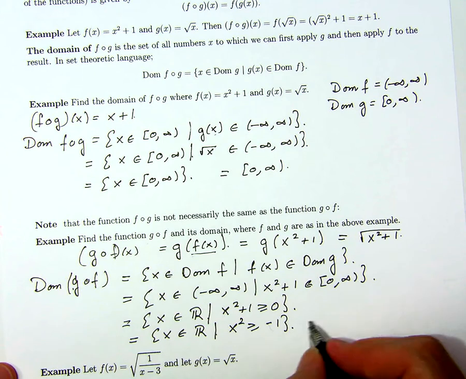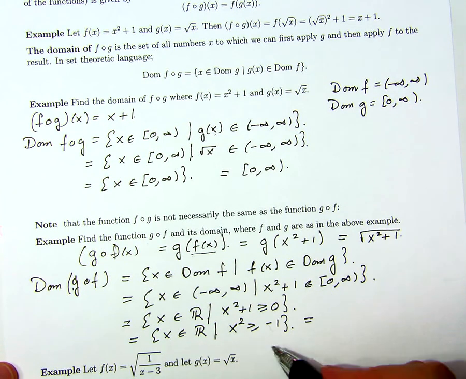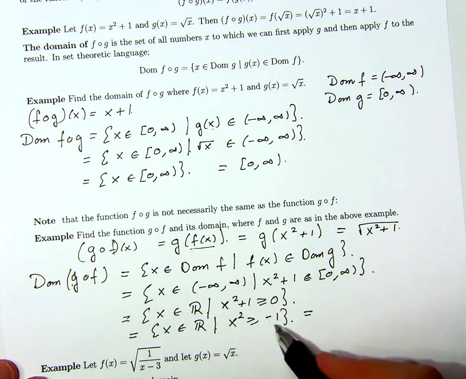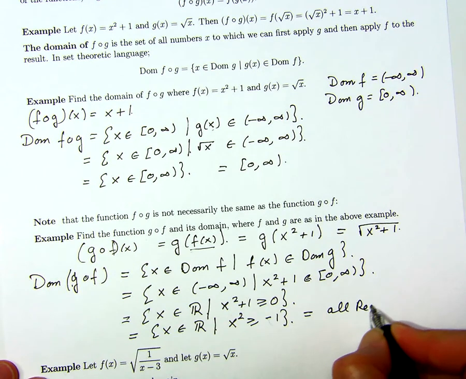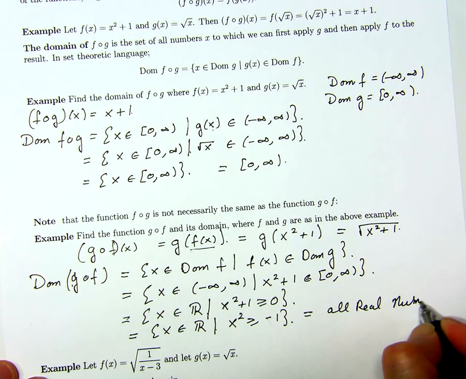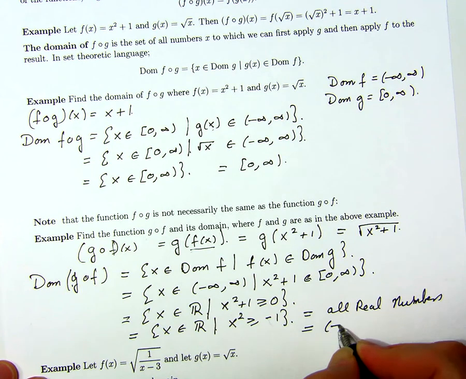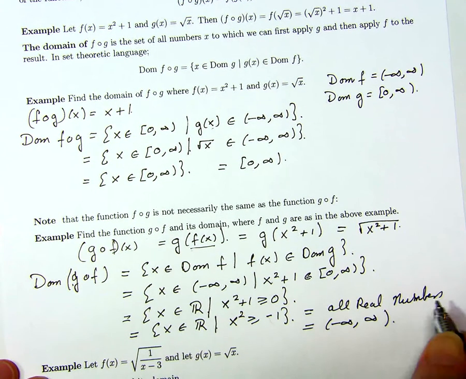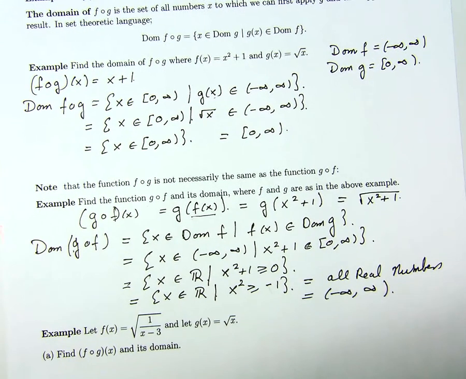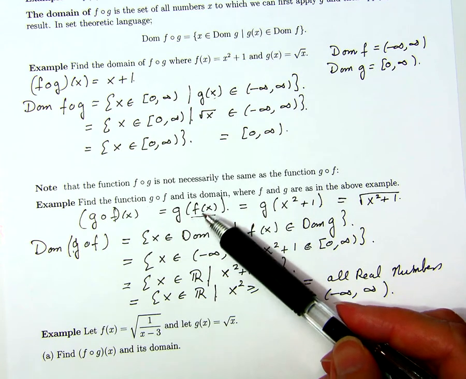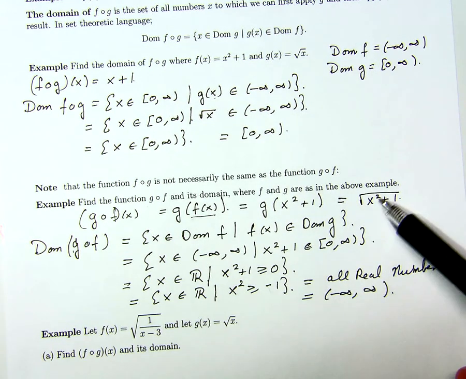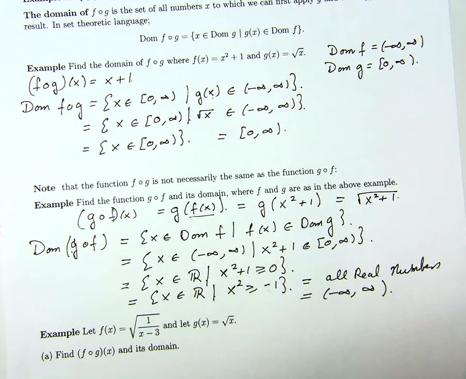Now, that's every real number, because any real number, its square, is going to be greater than or equal to 0, so therefore its square is going to be greater than or equal to minus 1, so that's just all real numbers. But that's just the entire interval from minus infinity to infinity. And notice, of course, that f after g is not the same as g after f here. They have two entirely different formulas and two entirely different domains.